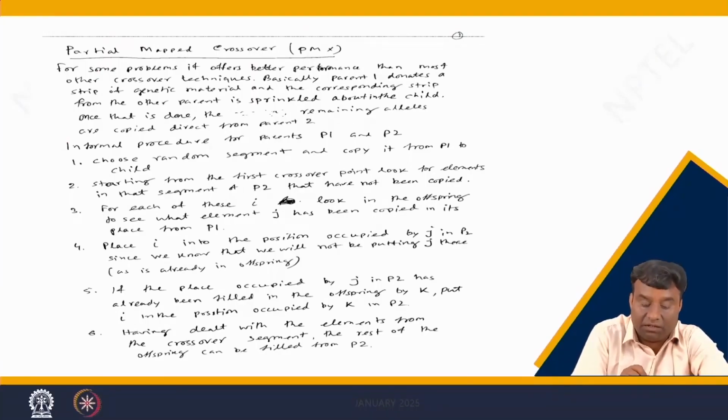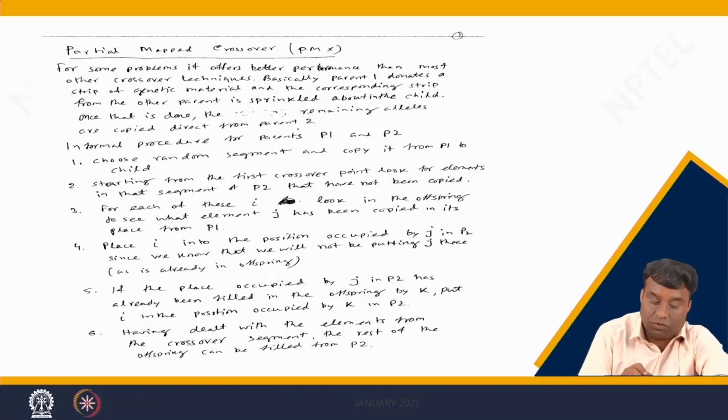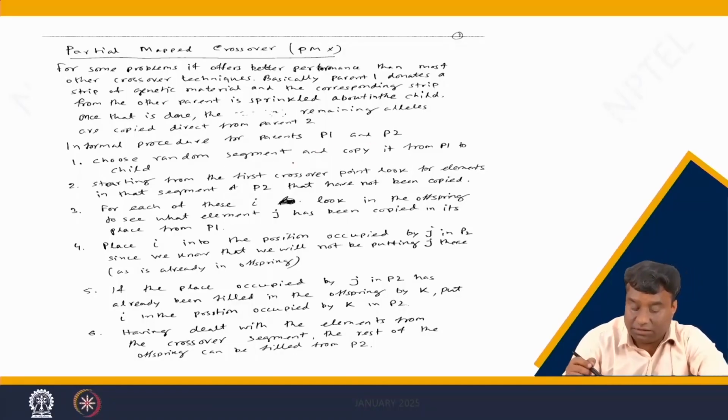Next is an important technique known as partial mapped crossover, or PMX. For some problems, it offers better performance than most other crossover techniques. Basically, parent 1 donates a strip of genetic material and the corresponding strip from the other parent is sprinkled about in the child. Once that is done, the remaining alleles are copied directly from parent 2. The informal procedure: choose a random segment and copy it from P1 to the child.